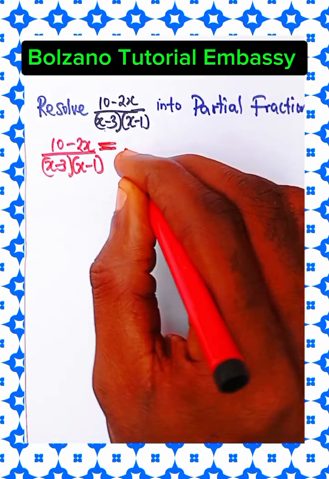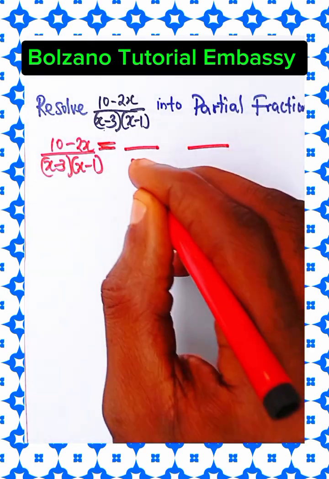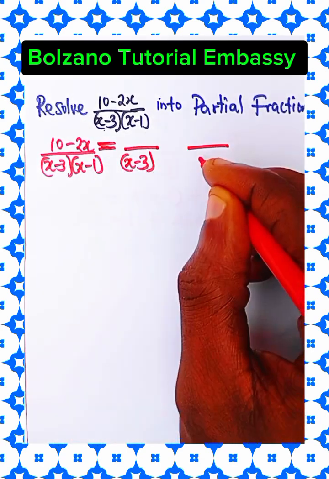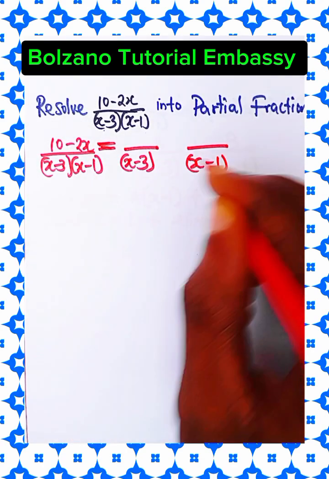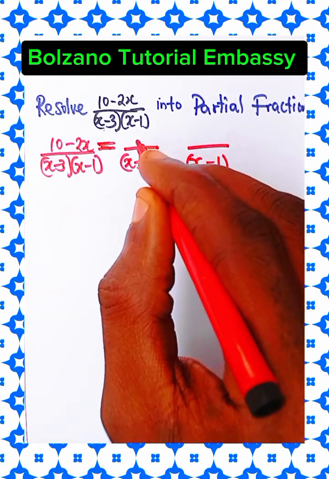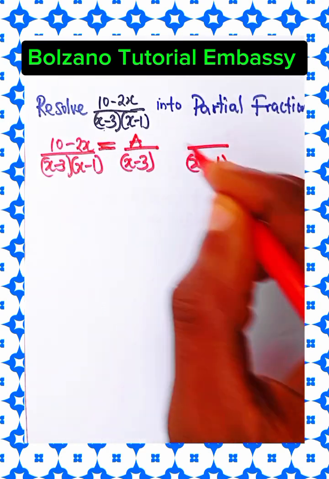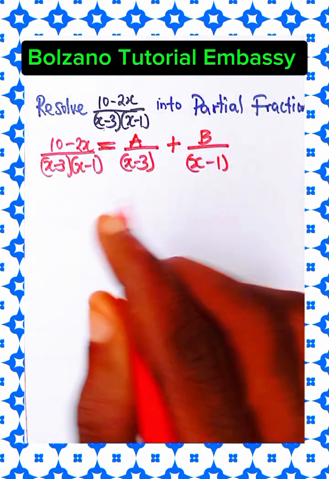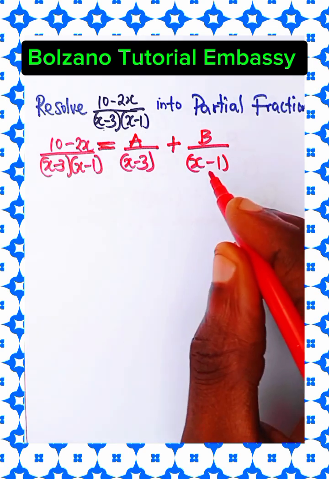So it's separated, then we have two factors. The first one, we have x minus 3. Then the second one, we have x minus 1. These are the two factors. Now, since the degree of x here is 1, the numerator should be a constant. So let's call it a. Similarly, this should be a constant. Let's call it b. So we have separated into two separate fractions.